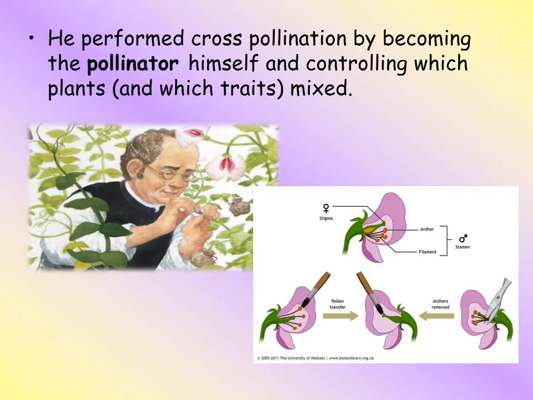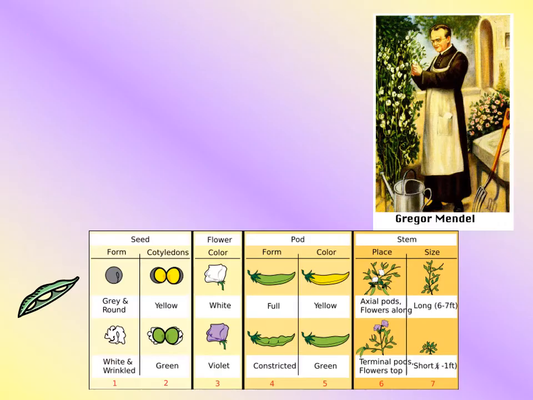So what he did was he basically controlled how these pea plants reproduced. He cut off the stamen and basically became the pollinator. He would take a little paintbrush and carefully control how the pollen moved from one plant to another, and thereby controlling which plants were actually reproducing with each other. And then he studied that.